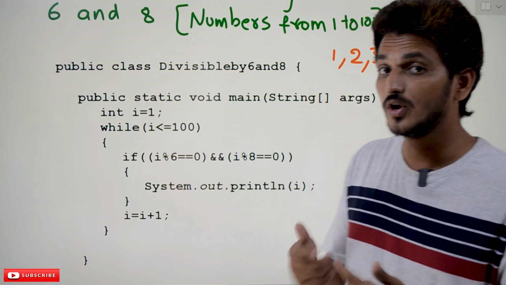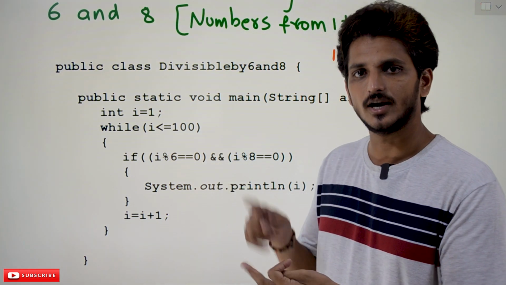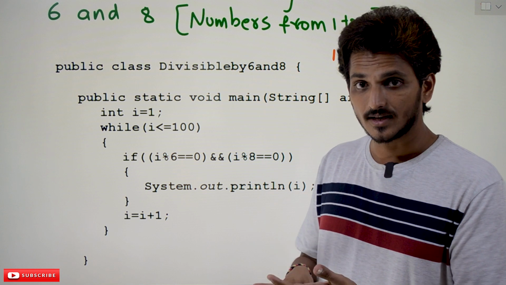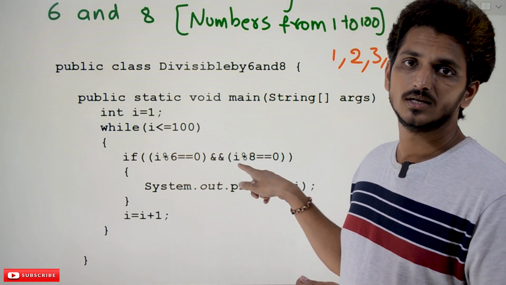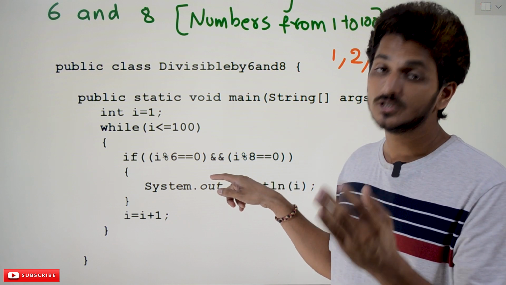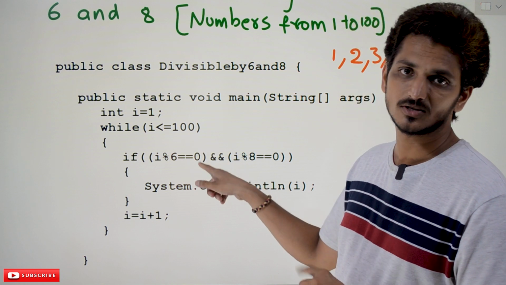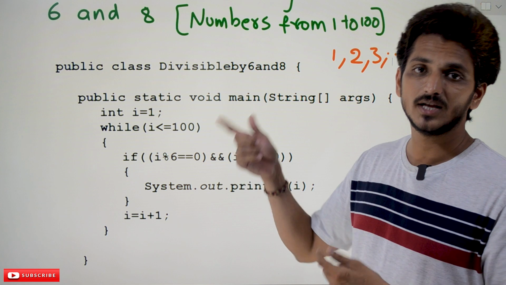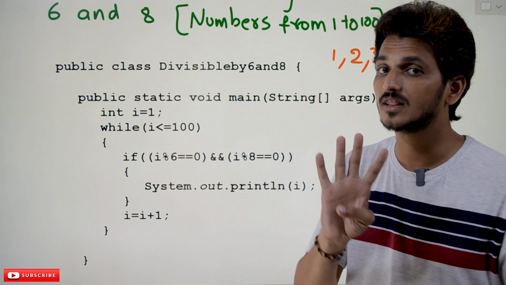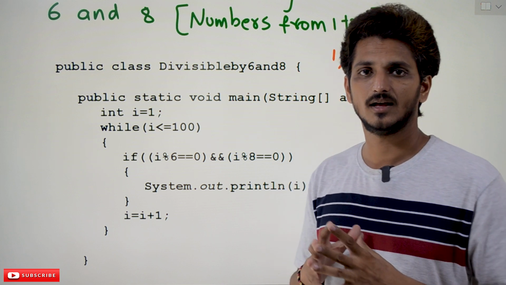So which numbers are going to satisfy it? 1 not satisfied, 2 not satisfied, 3 not satisfied. 6 is divisible by 6 but it is not divisible by 8. 24 is the number which is divisible by both 6 and 8. 24 modulus 6 is equal to 0, 24 modulus 8 is equal to 0. Similarly, 24, 48, 72, 96. These are the 4 numbers which are divisible by both 6 and 8.